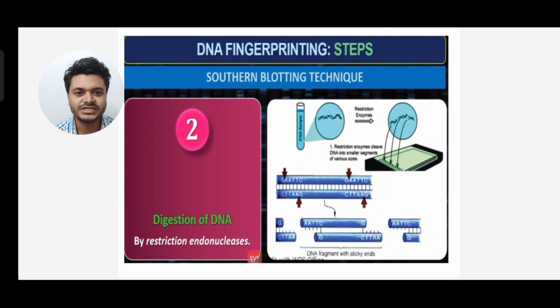Next is the digestion of DNA, which we do using restriction endonuclease. The restriction endonuclease will fragment the DNA. You can see DNA fragments with sticky ends. Restriction endonucleases can produce sticky ends or blunt ends, and the most used one is the sticky end, where they produce a sticky end notch.